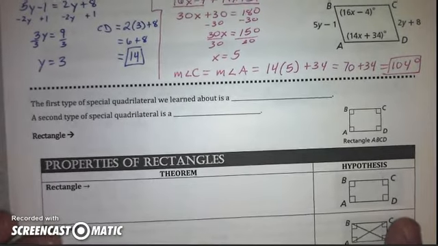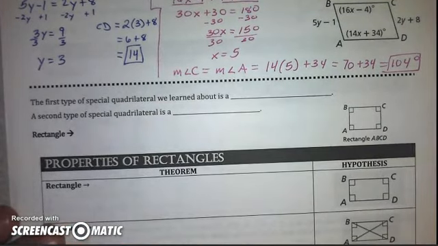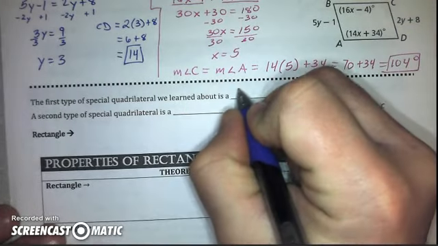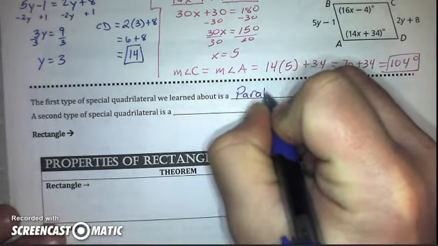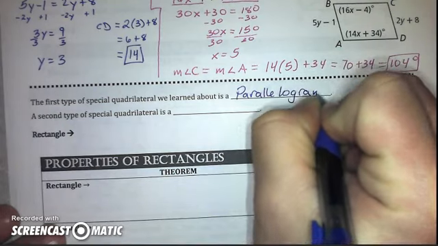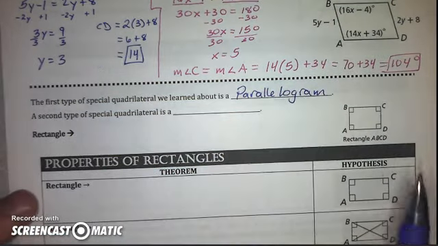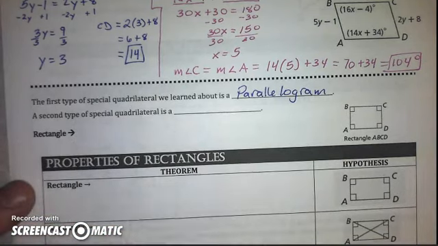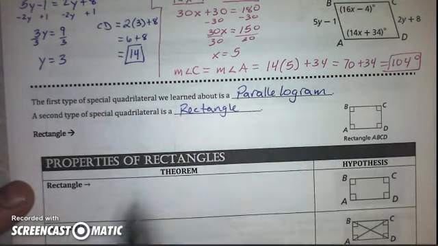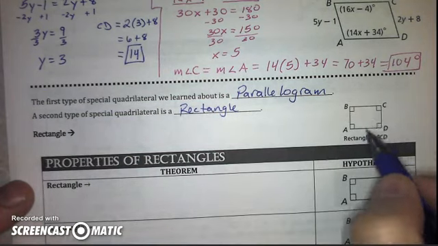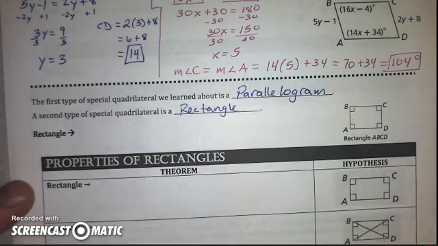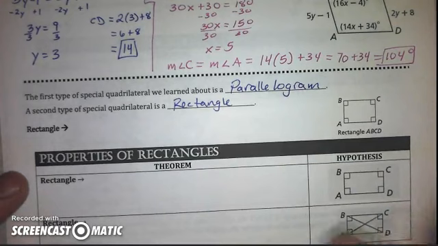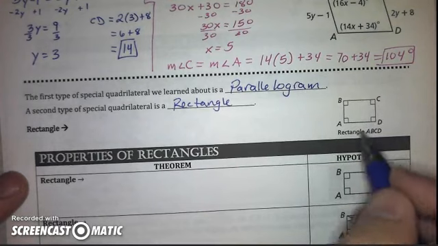All right, we're going to talk about rectangles here. The first type of special quadrilateral that we learned about is a parallelogram, and that is a quadrilateral where both pairs of opposite sides are parallel. The second type of special quadrilateral we're going to look at today is a rectangle, and that is actually a special form of parallelogram. Rectangles are in fact parallelograms because their opposite sides are parallel and congruent, as well as any other criteria for a parallelogram. A rectangle meets that.